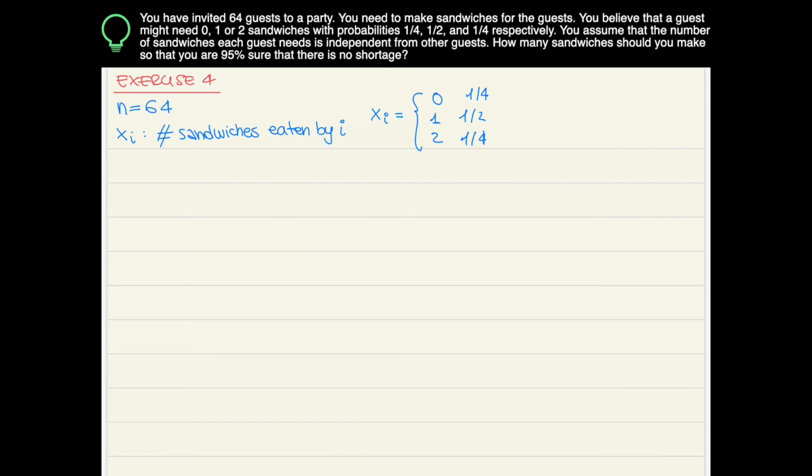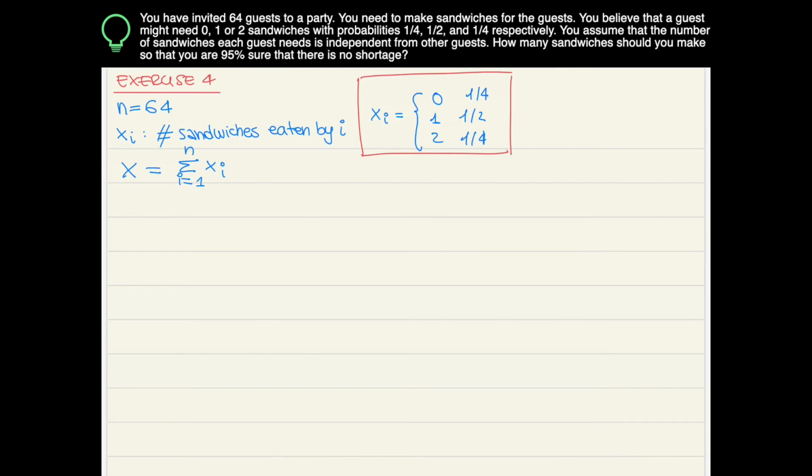Okay, so we are making inference about the total number of sandwiches needed. The total number of sandwiches needed will be equal, of course, to the sum of all the sandwiches eaten by each guest. So the distribution of the sandwiches eaten by guest i is a categorical distribution. Any probability distribution on a finite state space is called categorical, and it can be described by this curly bracket and the numbers there.